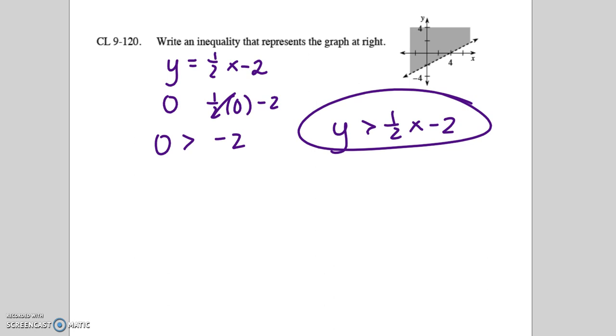Alright, these are the worked out solutions to your Chapter 9 closure, starting with 9-120. Write an inequality to represent the graph at the right. Alright, so the first thing you want to do is identify your boundary line. So that's this line right here.